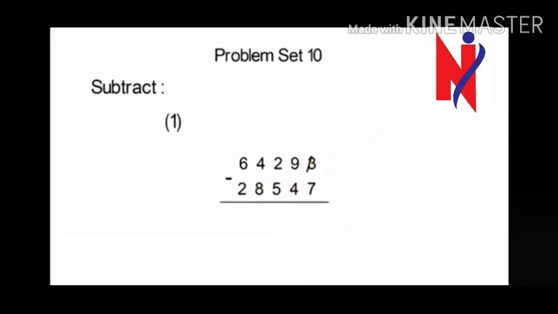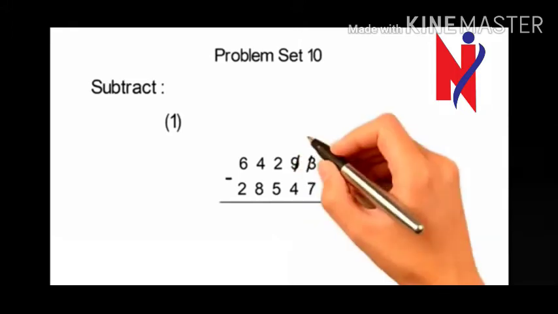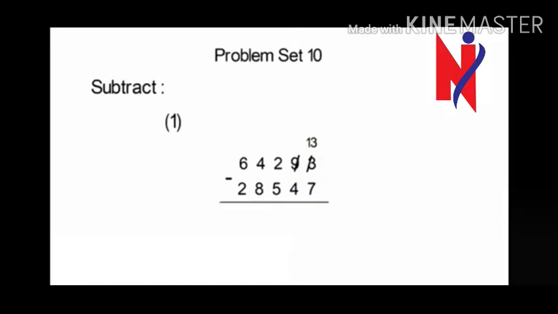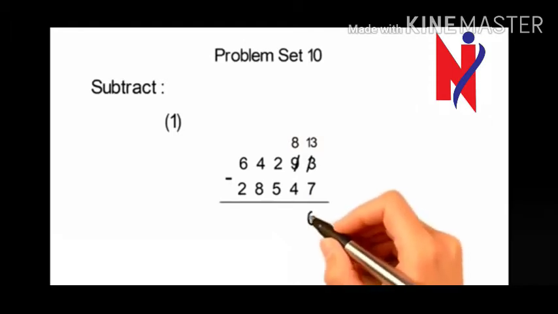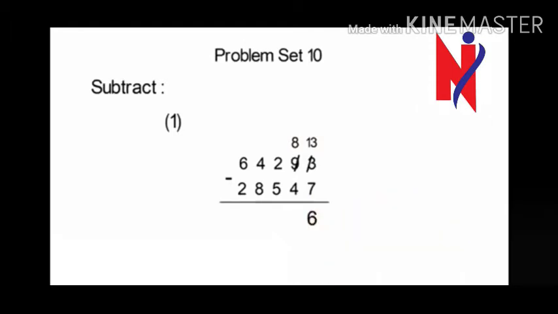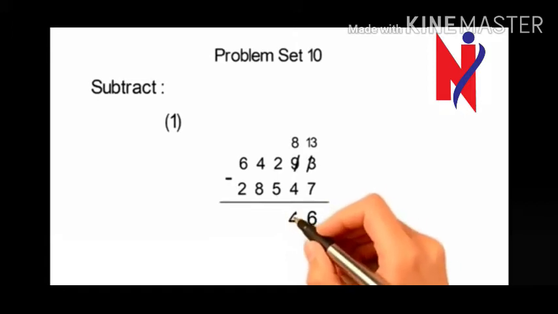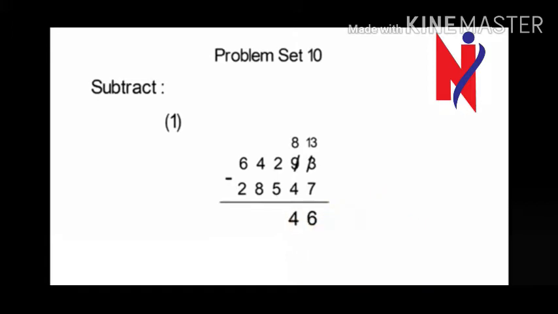64,293 minus 28,547. Can you minus 3 from 7? No. So you will borrow from your neighbor, which is 9. 9 will become 8 and 13 minus 7 is 6. 8 minus 4 is 4.